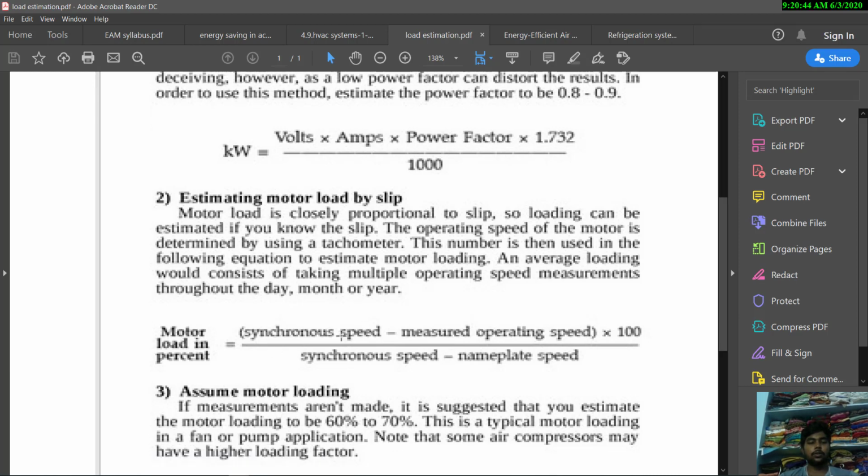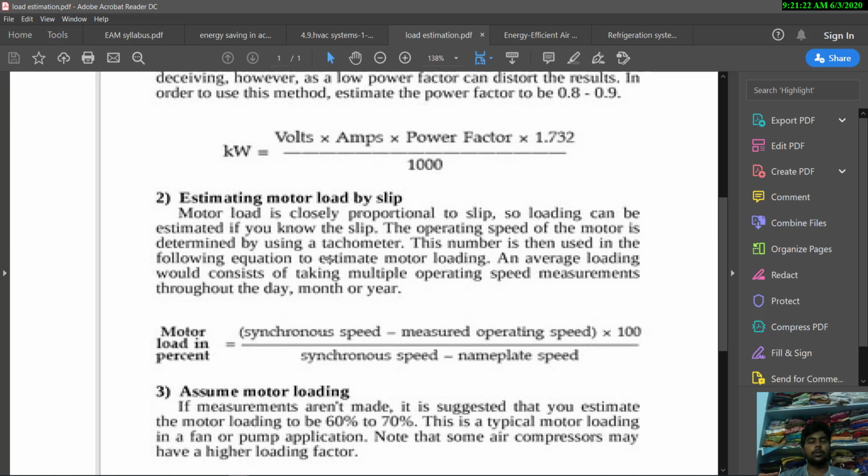And the third method is assuming the motor loading. If measurements are not made, it is possible to estimate the motor loading to be 60 to 70%. This is a typical motor loading in a fan or pump application, but we have to note that air compressors may have a higher loading factor. In such cases, we can't just assume a load factor for such compressors.